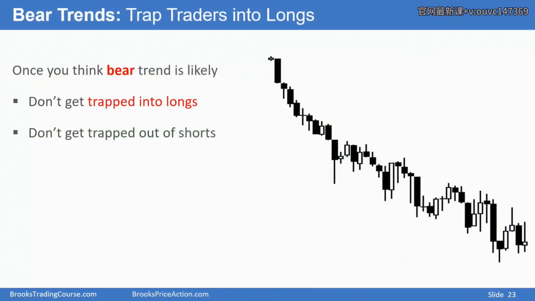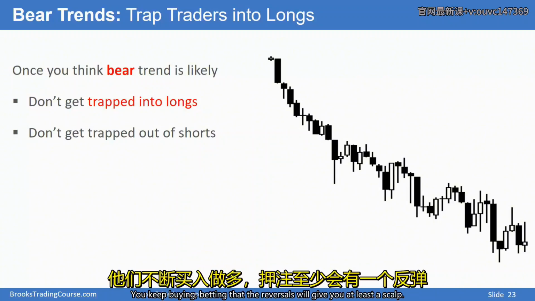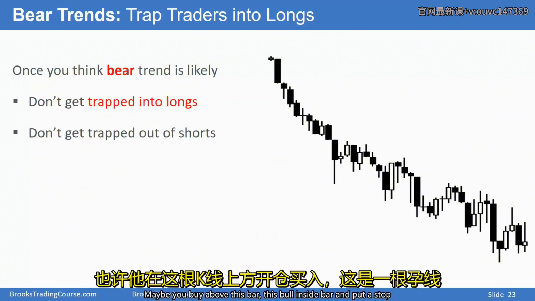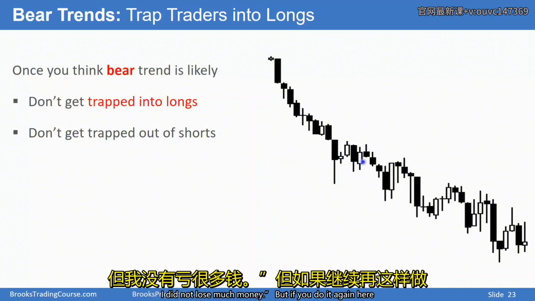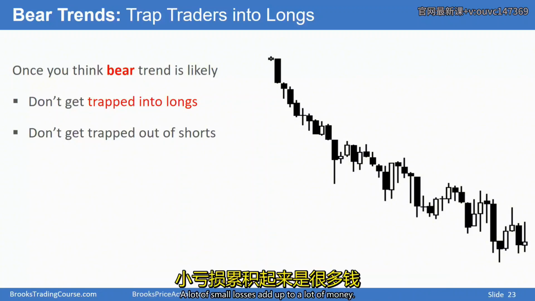Look at this. Strong bear trend. You can only sell. But it's really easy as a beginner to get trapped into longs. You keep buying, betting that the reversals will give you at least a scalp. And you're buying because the risk is small. Maybe you buy above this bar, this bull inside bar, put a stop just below, and you say, okay, I got stopped out and did not lose much money. But if you do it again here and here and here and here, you end up losing a lot of money. A lot of small losses can add up to a lot of money.